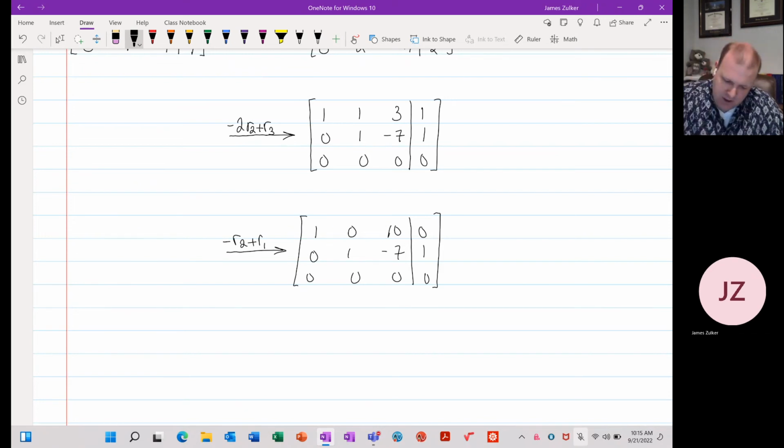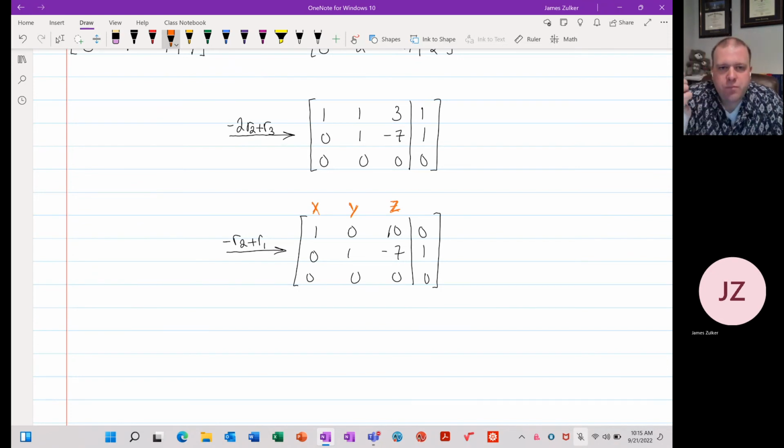Right now, we look at this and we go, okay. The first column is going to represent X. The second column represents Y. The third column represents Z. Right, and that fourth column is just our constant. So what this is saying is that the first row says X plus 10Z is equal to 0. Second row says Y minus 7Z is equal to 1.